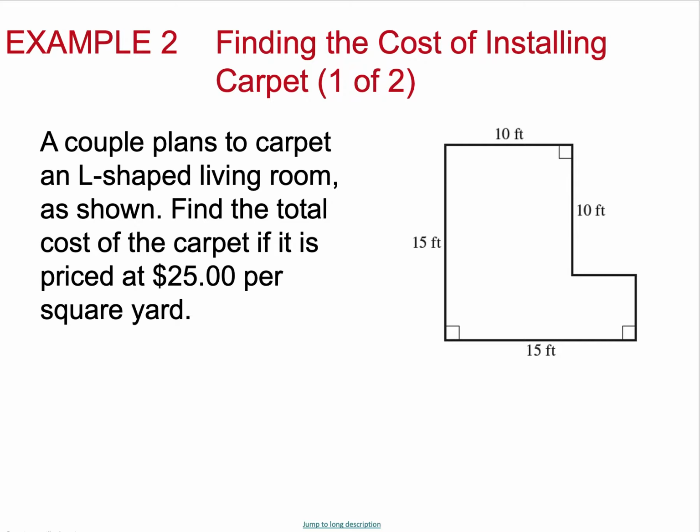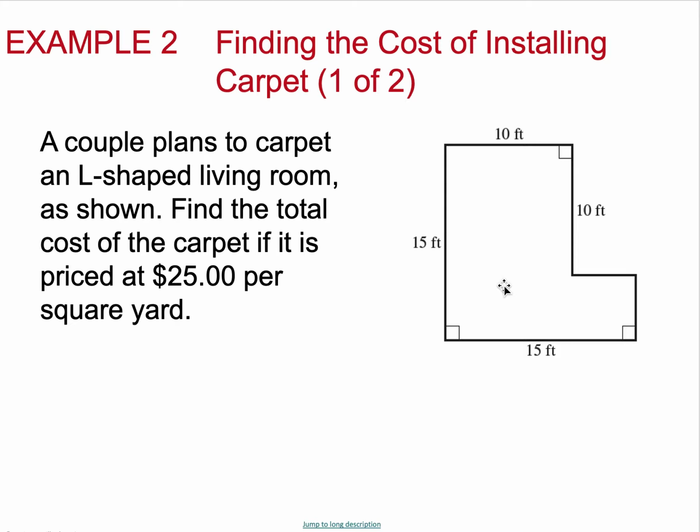So in this example, we have this L-shaped room. And at first, it might be a little intimidating because it's an L-shaped room. But if we cut this into 2 shapes where I have 2 different rectangles, so I have a 10 by 10 square basically, and then I have this other rectangle which is going to be 15 by 5 because 15 minus 10 leaves 5 feet left over. And so we're planning to carpet an L-shaped living room.